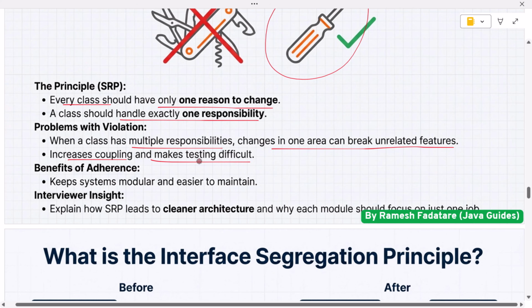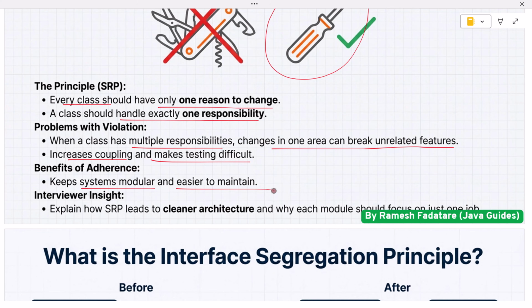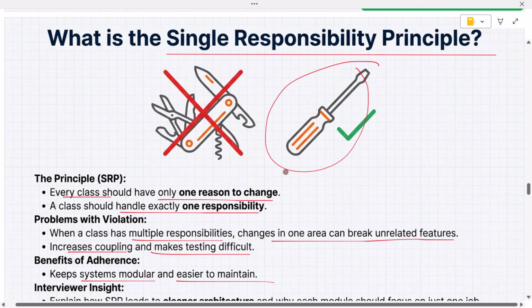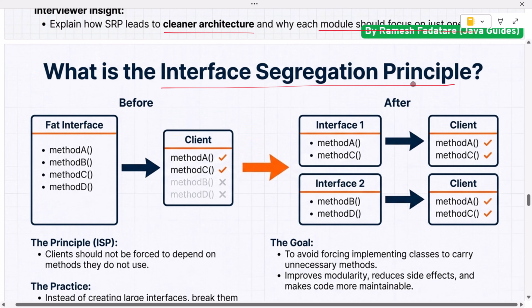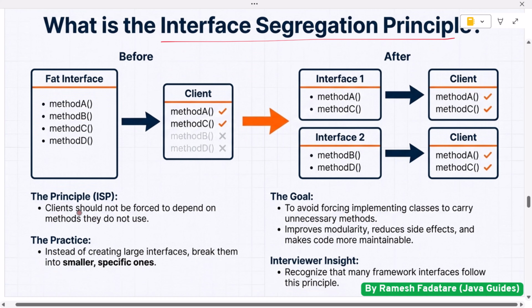SRP keeps systems modular and easier to maintain. Interviewers expect you to explain how SRP leads to cleaner architecture and why each module should focus on just one job. Next, what is the interface segregation principle? ISP states that clients should not be forced to depend on methods they do not use.